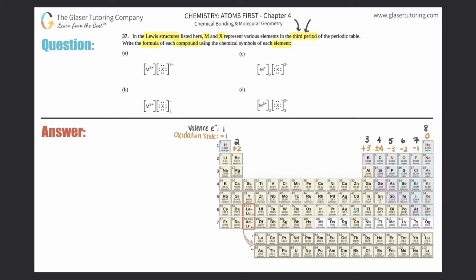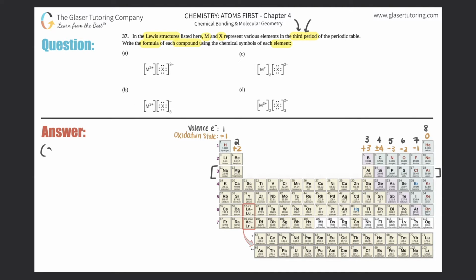So remember, periods go left to right. So here is the first period, and there are two elements, hydrogen and helium, in the first period. This is all the elements of the second period. So we're only looking at this period here, from sodium all the way to argon. So we're only allowed to use these elements. So that's the first thing. Now we just have to figure out what each one of these means.